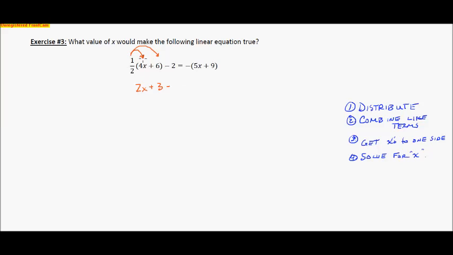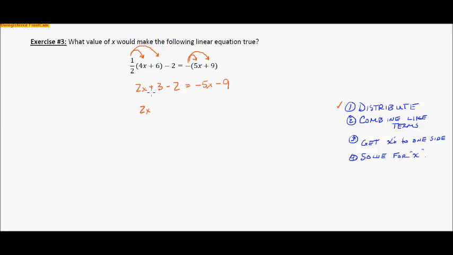So again, after I distribute that half, I can drop out the parentheses and just simply bring down the negative 2. Here I need to distribute the negative like I did in the previous example. So negative times a positive is negative 5x. And negative times a positive again is negative 9. So I've done my distribution. Now I need to combine like terms, and I look on the left side of the equation. I don't have any terms besides this one with x, so that one's just going to come straight down.